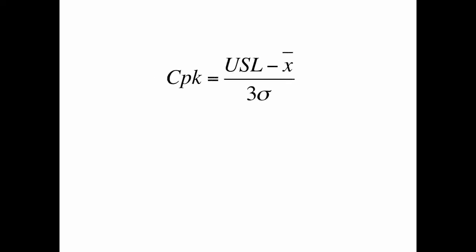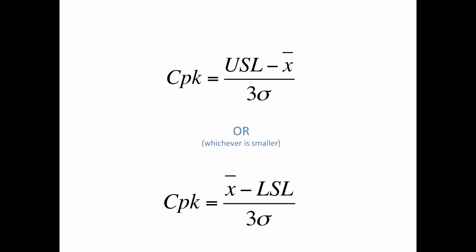So there are actually 2 formulas for CPK. The upper spec limit minus the process average divided by 3 sigma, or the process average minus the lower spec limit divided by 3 sigma. We use both formulas and then select whichever of the 2 is the smallest as our CPK value.